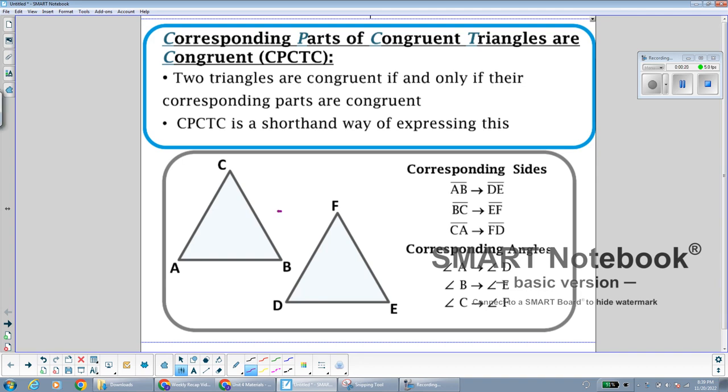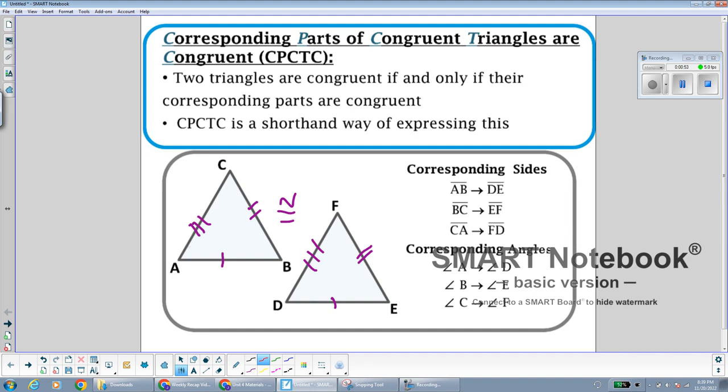For example, if these two triangles over here are congruent, then all of their corresponding parts, their corresponding sides and their corresponding angles, are also congruent because the whole triangles themselves are congruent to each other. For example, AB would be congruent to DE. Those are sides that are in the same spots on the two different triangles. BC would be congruent to EF. They are corresponding sides on the two triangles. And CA would be congruent to FD.